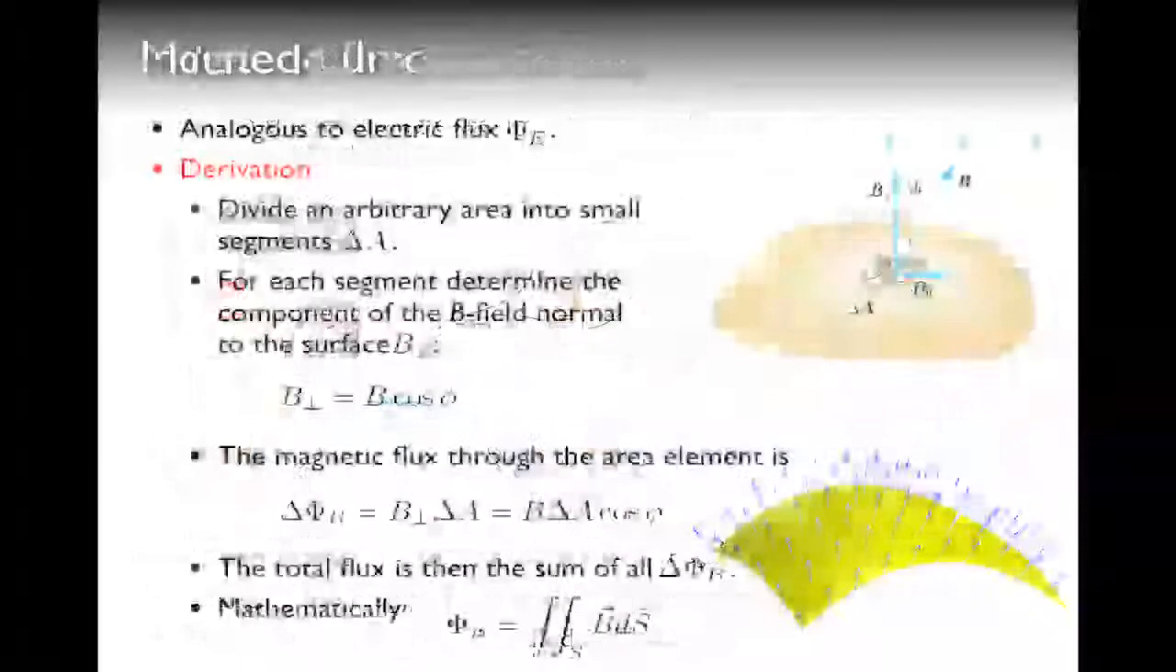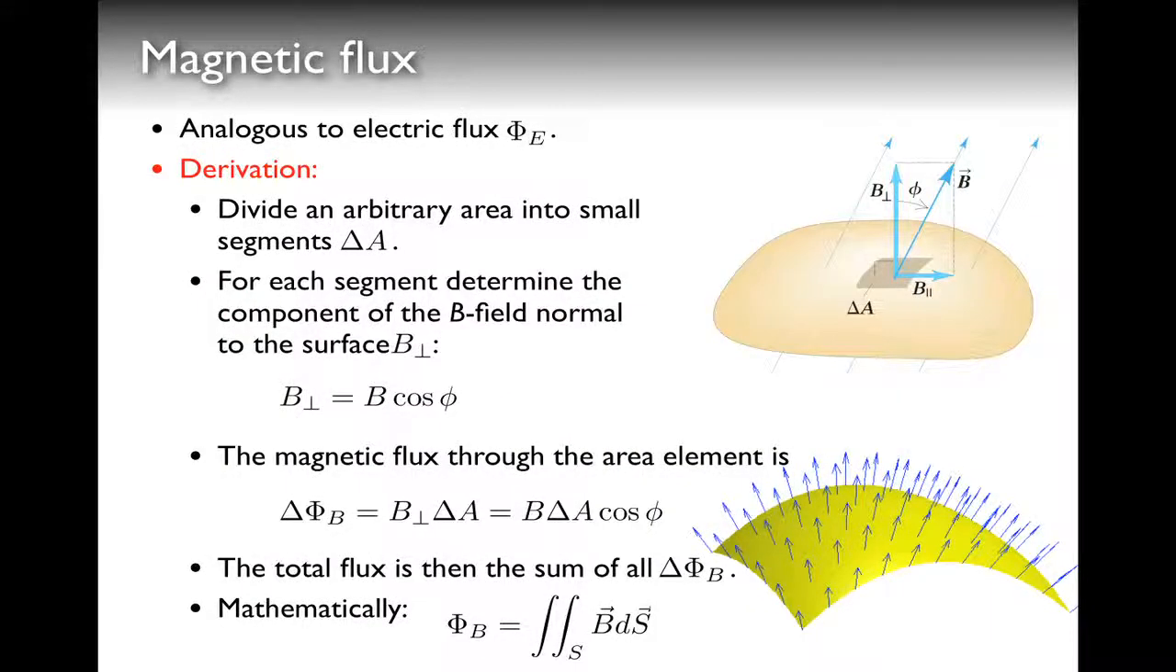Now, what is the magnetic flux? It's analogous to the electric flux. You see the picture here on the right-hand side. You have some surface. You take a little patch of area delta A, and you compute the magnetic field component B perpendicular that is perpendicular to this surface. B perpendicular is then given by the magnitude of the magnetic field times the cosine of the angle, and the magnetic flux through this area element is then going to be delta phi equals the perpendicular component times delta A, which is the same thing as B delta A times cosine of the angle.